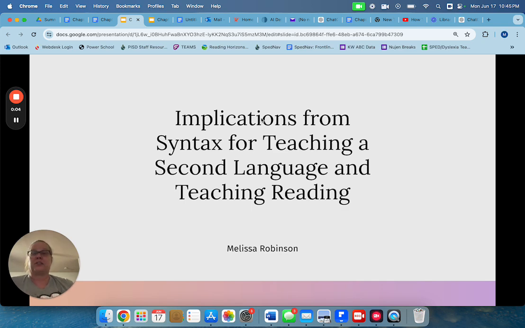Hello, my fellow teachers. Today we're going to talk about the implication of syntax for teaching a second language and reading. We're going to dive into how to understand sentence structures and enhance teaching methods and reading comprehension strategies.